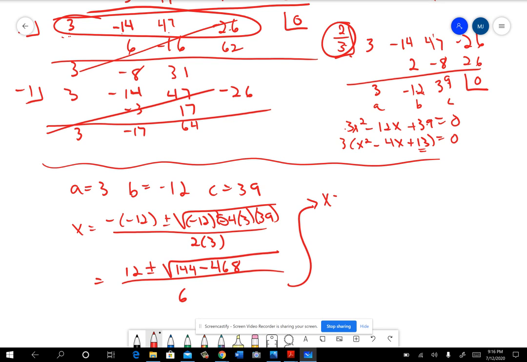So let me keep going. And don't wind up knocking out the 12 and the 6 yet. You got to work under here first. So when you do the 144 minus the 468, you get a -324. Okay, so that negative should remind you about the fact that you could get an I. And then, so I know there's going to be an I. Now I'm going to take the square root of 324, and that's going to be 18. So this is going to be 12 plus or minus 18I over 6.